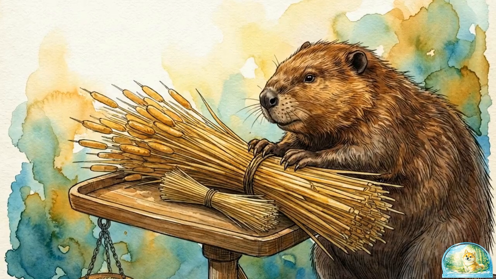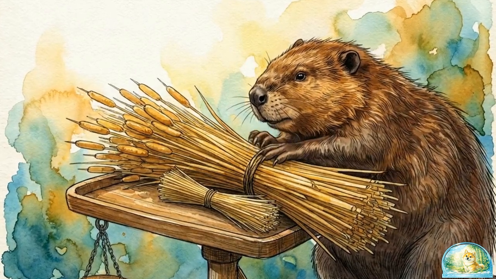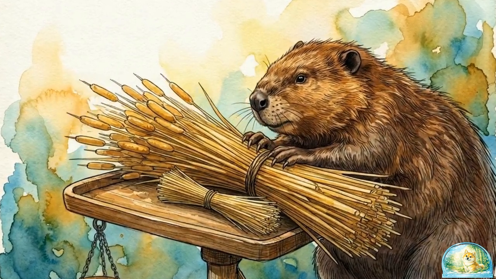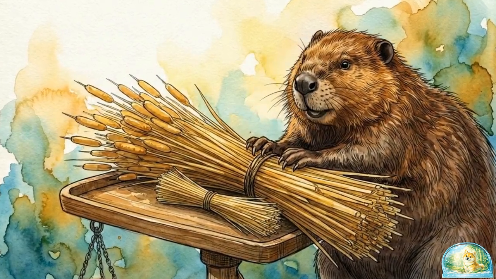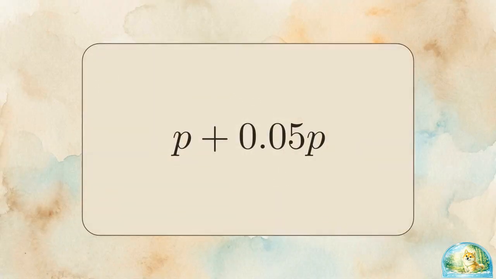Birch has a large base price bundle and a tiny tax bundle. He slides them together on the scale into a single package. This card shows the expression for the two pieces, the original price, P, plus the tax, 0.05p.